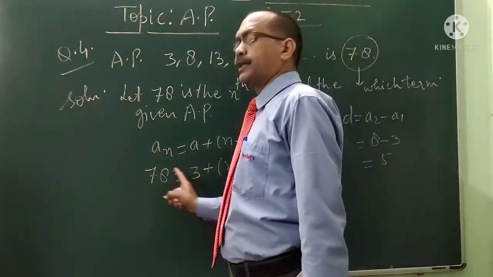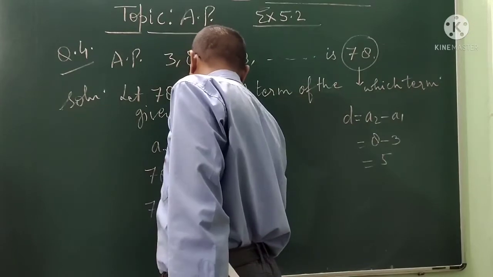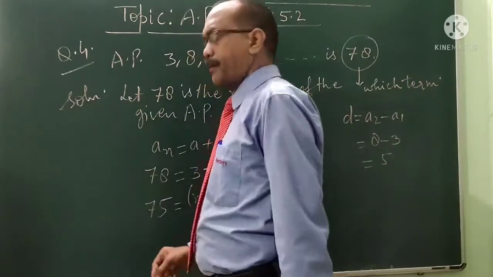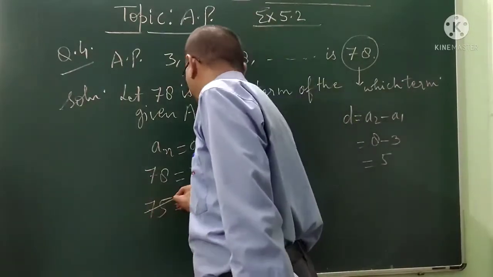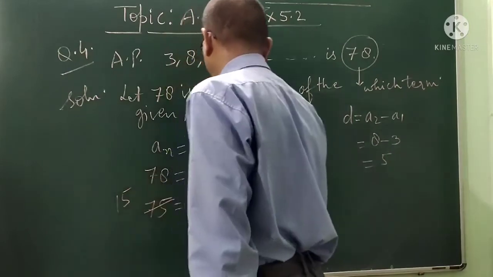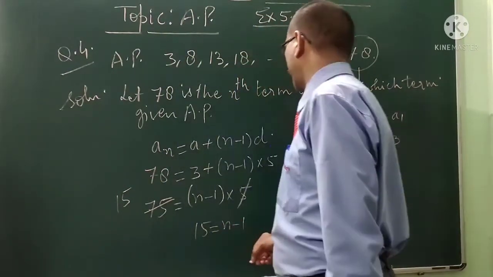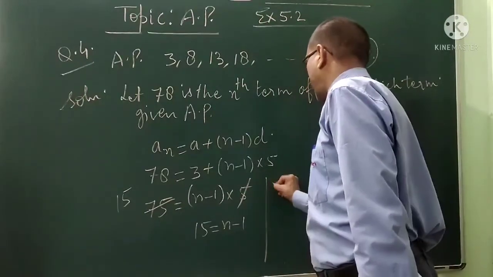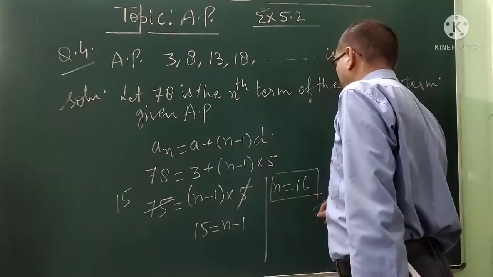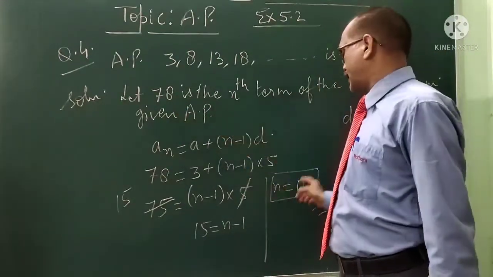Now we shift 3 to the left hand side. So it is 75 equals n minus 1 into 5. We can cancel it by 5. 5 times 1 is 5, 5 times 15 is 75. So 15 equals n minus 1, and n is 16. So n equals 16 here. So we can say that 78 is the 16th term.